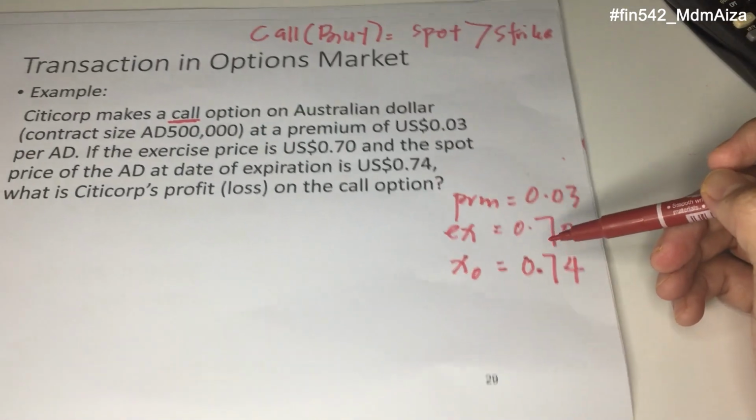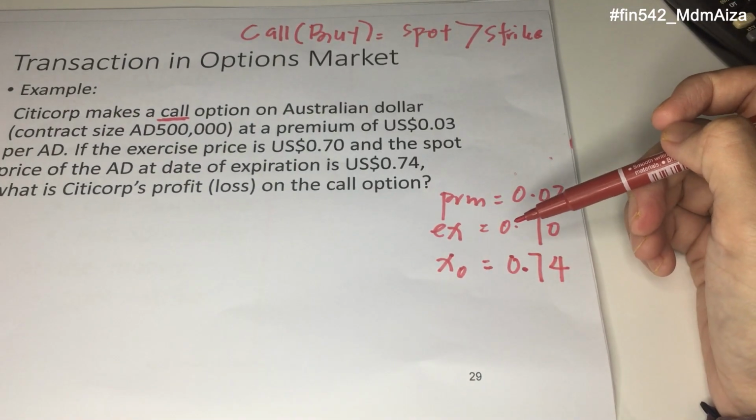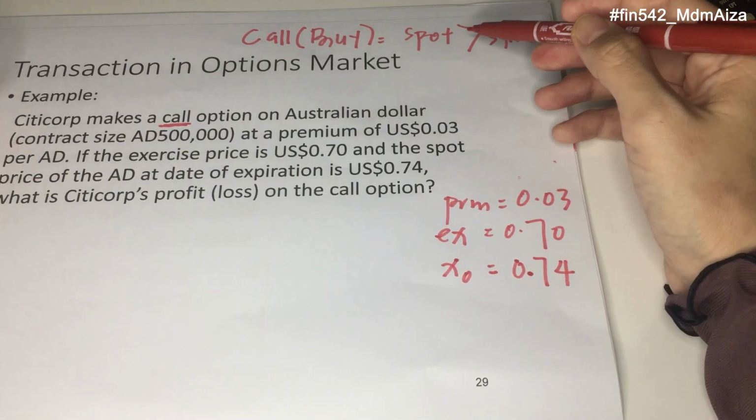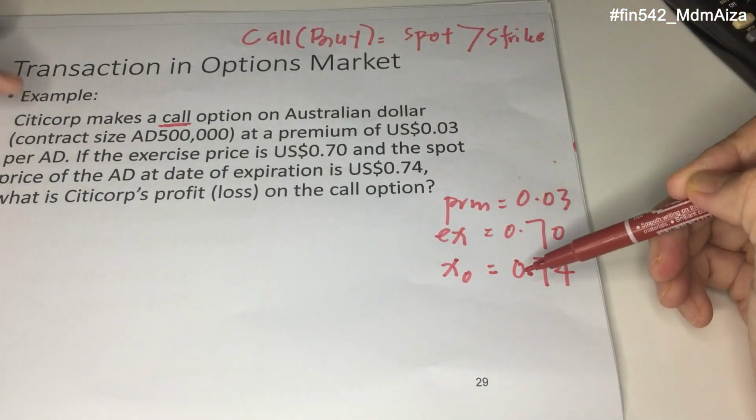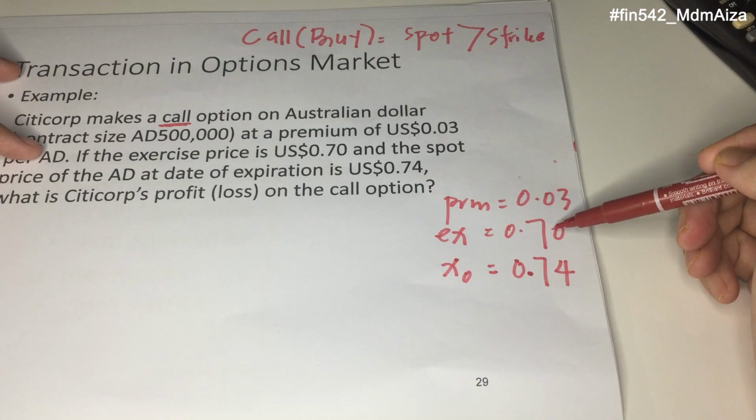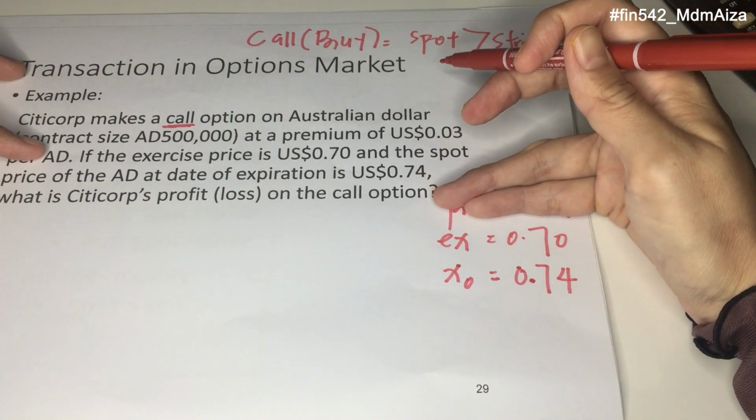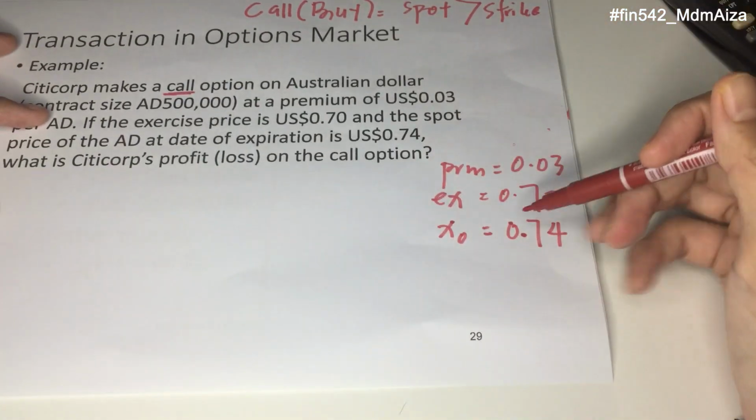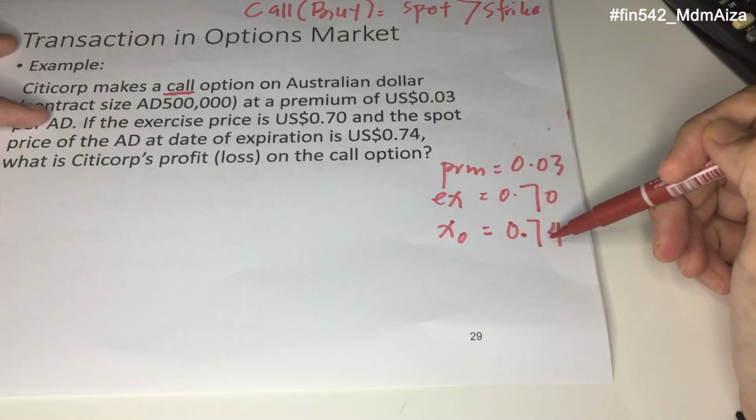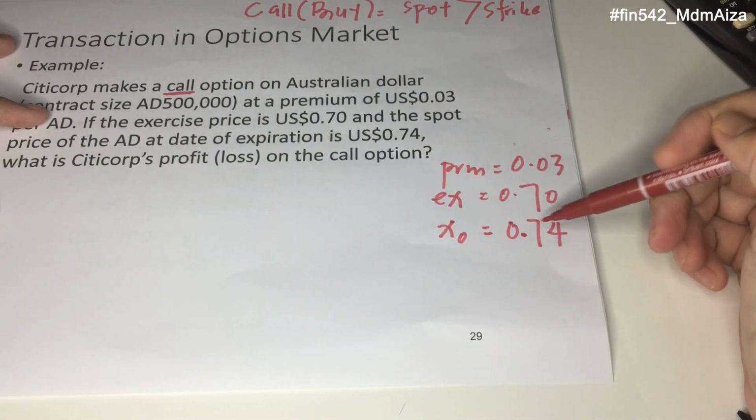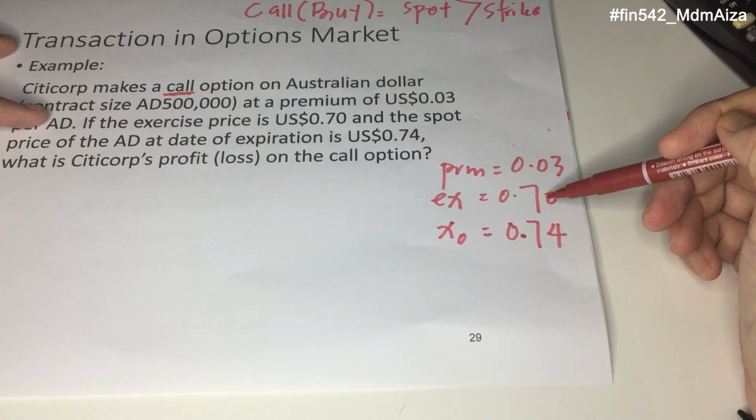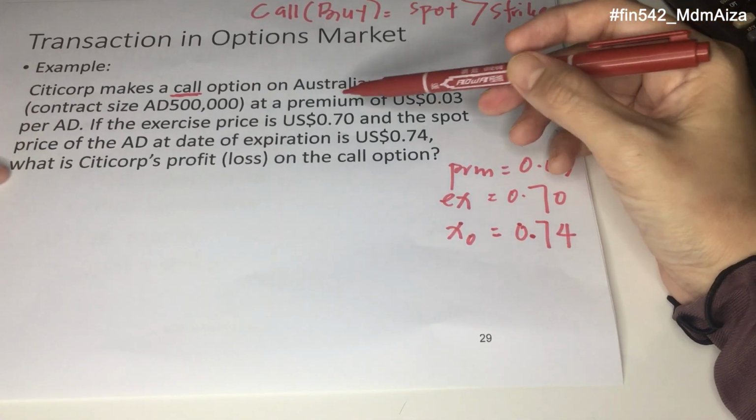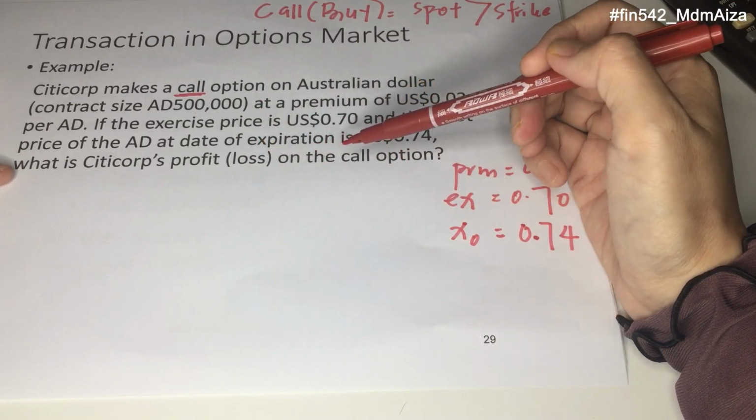Okay, at a glance you can see we can gain an in the money situation, because if you hold the rule of thumb, we want to make sure that the spot price is bigger than the exercise price, without considering any premium price. By looking at these two prices, it looks good: 74 compared to 70, maybe we will end up with a profit. Then they ask you to calculate the profit or loss on the call option.